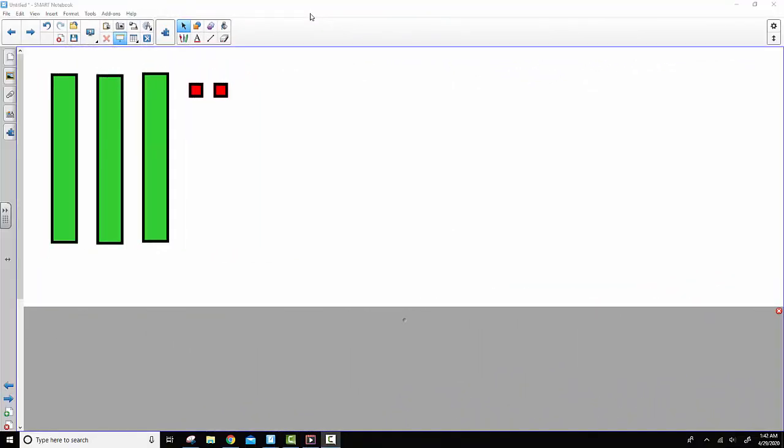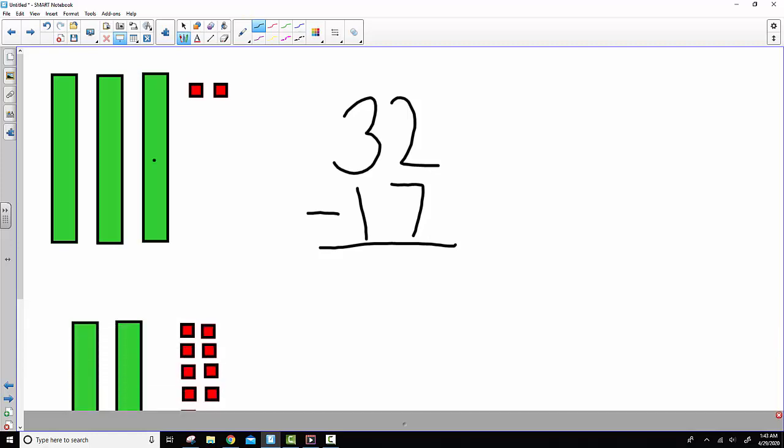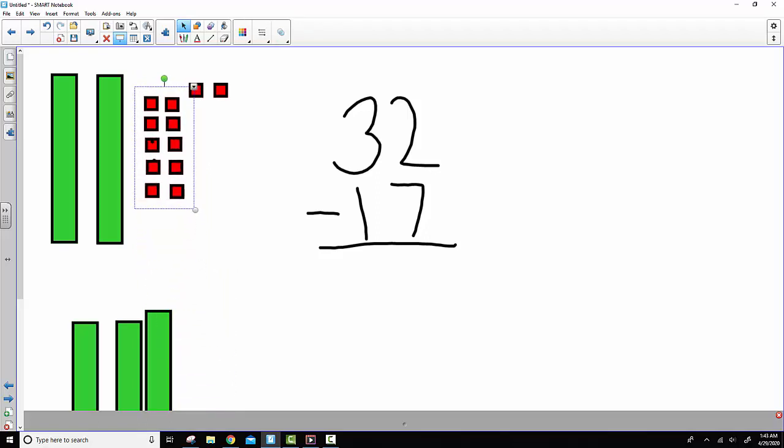This time, let's make the problem a little bit more difficult. As you can see, we have 3 tens and 2 ones. We'll still subtract 17. When we look at the ones column, we see that 2 ones cannot subtract 7 ones. So we need to regroup the numbers. We'll exchange one of the tens for 10 ones.